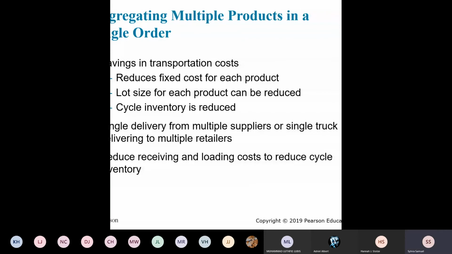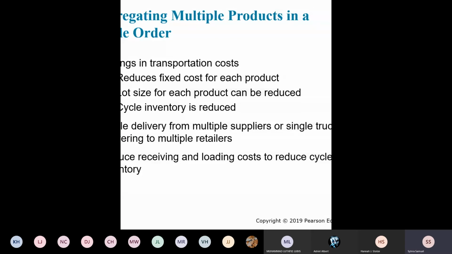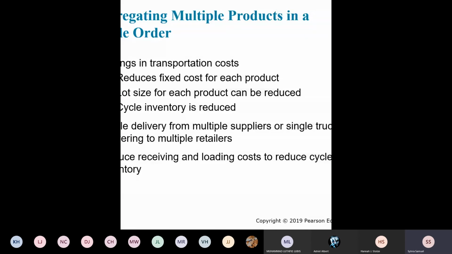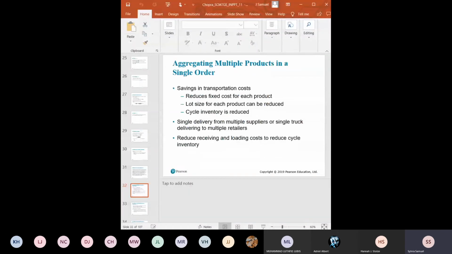EOQ, okay, so this one is aggregating multiple products in a single order. So we go back to the theory first. Savings in the transportation cost. Of course, every company will try to save their transportation cost, because sometimes transportation cost or fee costs a lot. So we try to reduce the fixed cost for each product, and then lot size for each product can be reduced as well. And then cycle inventory, of course, can be reduced.